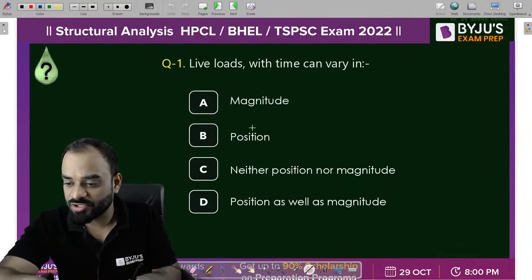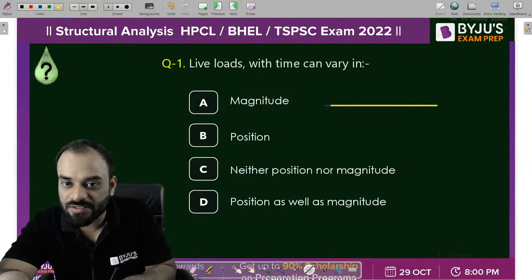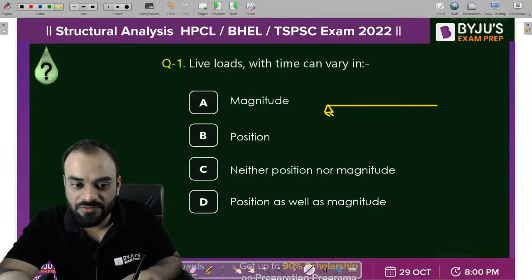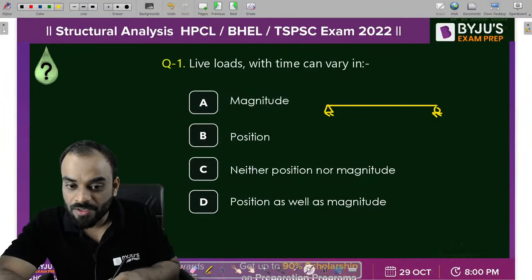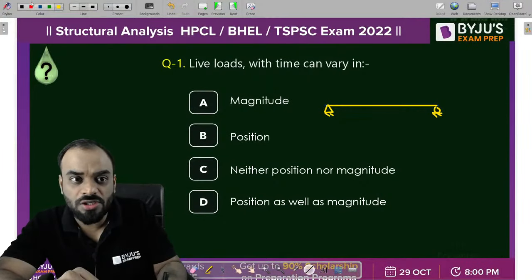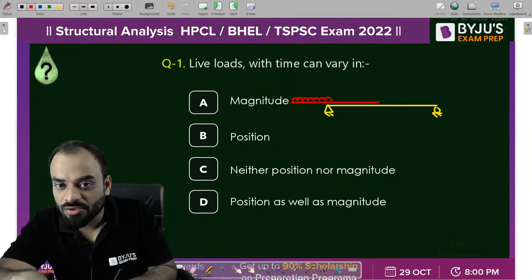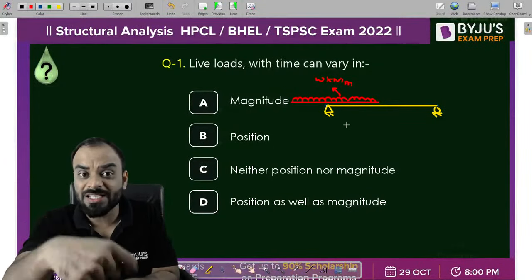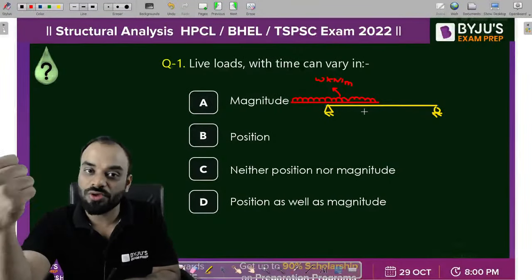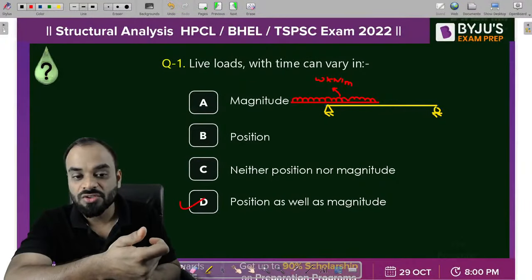Let me explain it as a very simple question. You know that this is our structure. Just consider this is our structure, and on this particular structure we have a simply supported condition. Let us suppose a UDL is there, which is trying to move over this. Now, according to the live load condition, the length of UDL can vary on the structure. Let us consider the intensity of it is W kilo Newton per meter. If the length of UDL is varying on the structure, then the magnitude of force will also change. As well, the position of live load will also get changed, because it is a live load. So that's why D is the correct answer.